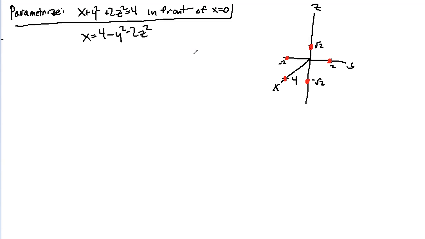And it might be useful to get the level curves of things. I'll use the level curves in terms of x: 4 minus y squared minus 2z squared equals c. That gives me y squared plus 2z squared equals 4 minus c. Well, this is an ellipse. If you divide both sides by 4 minus c, you'll get the standard form. But I get ellipses for all these.